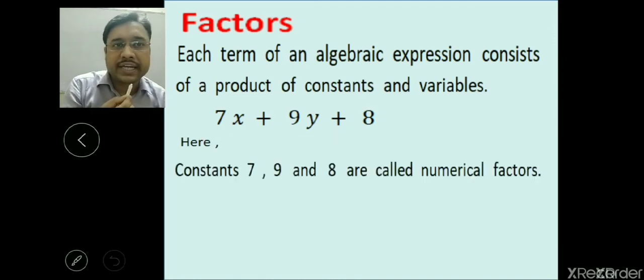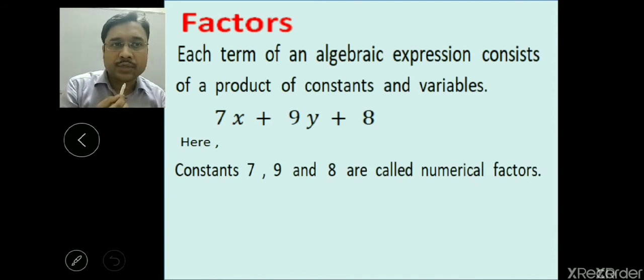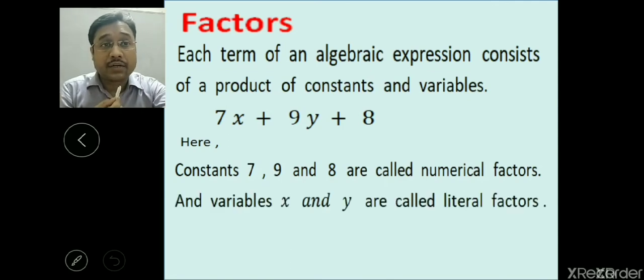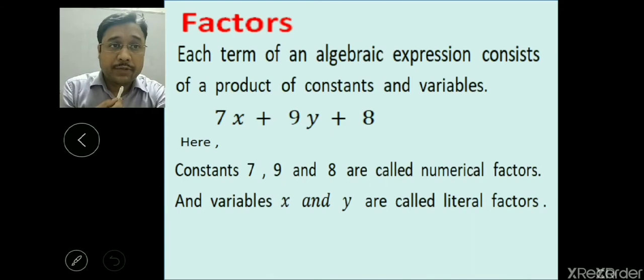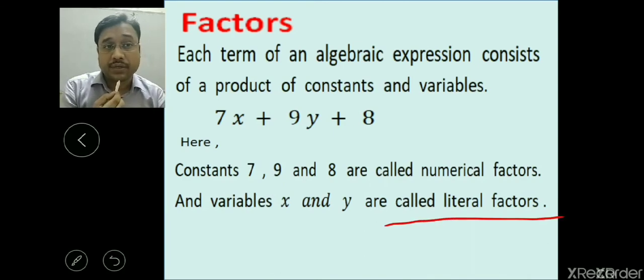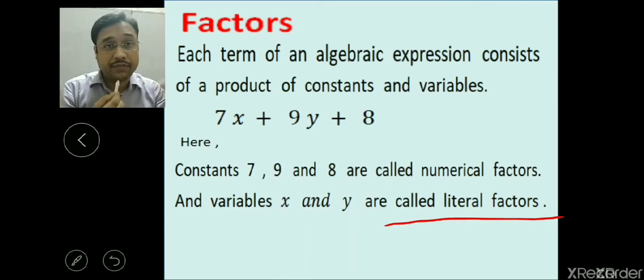Here you can say that 7, 9 and 8 are the numerical factors. That means all the constants are the numerical factors. And each term of the expression consists of the product of constants and variables. The constants are called the numerical factors and the variables are called the literal factors, or variable factors. So here x and y are the variable factors and 7, 9, 8 are the numerical factors.